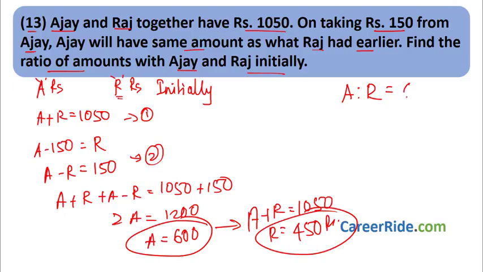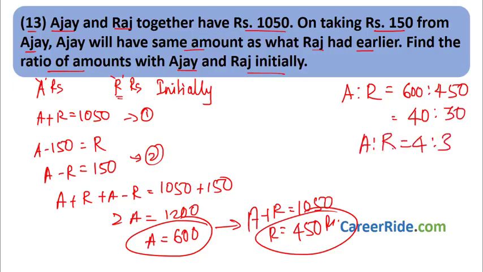So what is the ratio of the amounts of Ajay and Raj? It would be 600 is to 450. Now divide by 150, what will you get? 4 is to 3. So the ratio of amounts with Ajay and Raj initially is 4 is to 3.